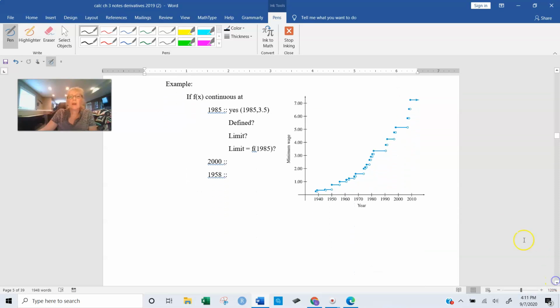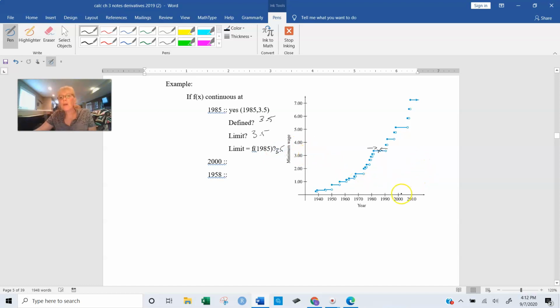So let's look at a graph to see if we can understand. At 1985, we're going to go up to 1985, and at 1985 this equals 3.5. So we would say this is continuous at 1985 because at 1985, it equals 3.5. If you look from the left, it approaches 3.5, and from the right, it approaches 3.5. So the limit at 1985 is 3.5, and it is continuous at that point.